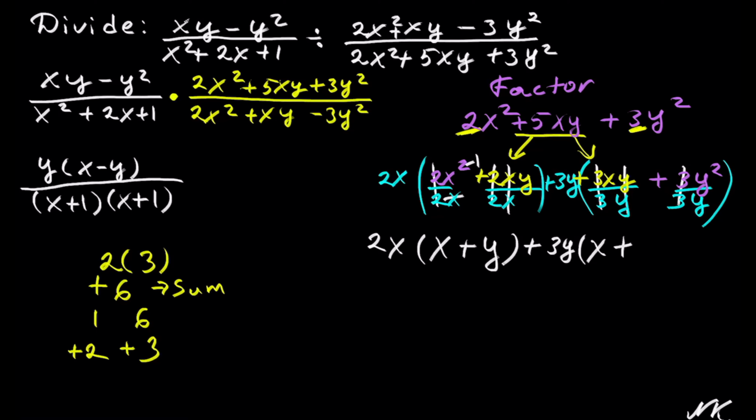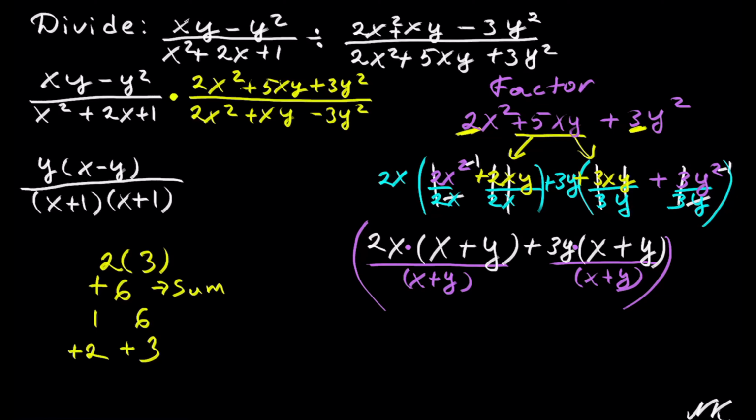3 and 3 will cancel into 1. Y and y to the second cancel into 1 factor of y. So now we have 2xy times x plus y plus 3y times x plus y. We have a common factor of x plus y, which we can factor out by dividing both terms by x plus y. And whatever goes into the denominator goes on the outside. So we have x plus y on the outside.